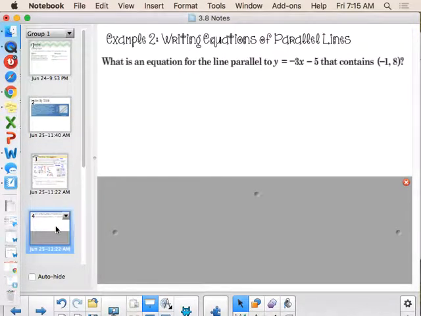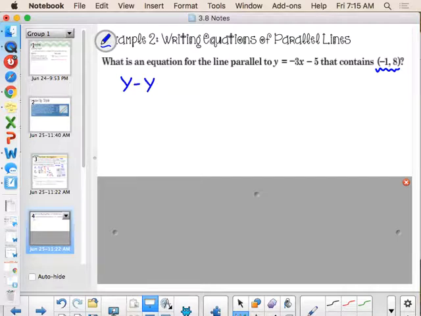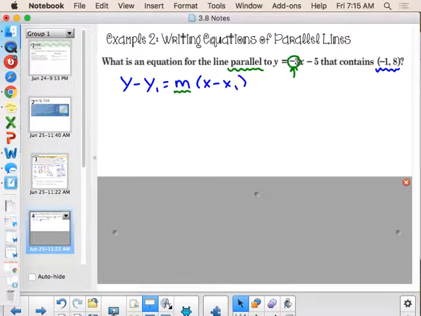Next example. What is an equation for the line parallel to the line y equals -3x minus 5 that contains a point? If I contain a point, it's most efficient for me to use point slope form because I'm given a point to plug in. The other piece of information I need is the slope of the given line. Because we are writing an equation that is parallel, the slopes are going to be the same. Therefore, my value for m in the equation that I produce should be equal to the value of m in the other equation. So here we go.